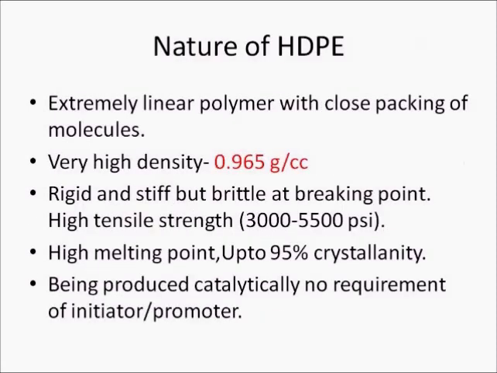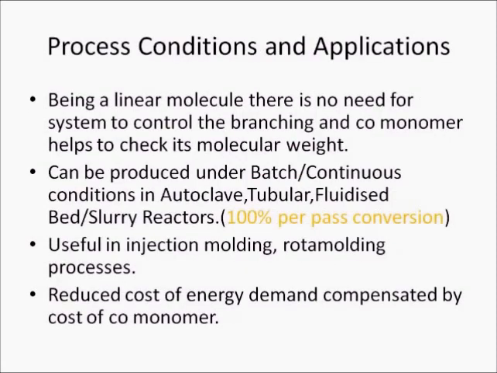HDPE is an extremely linear polymer with close molecular packing and density of 0.965 gram per cc. It is rigid and stiff but brittle at breakpoint and has high tensile strength, high melting point and 95% crystallinity. Since it is a linear polymer, there is no need to control branching.